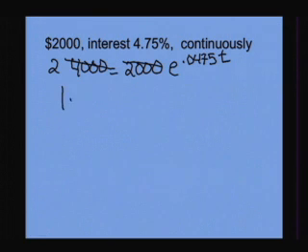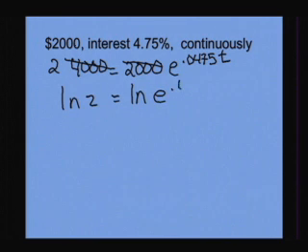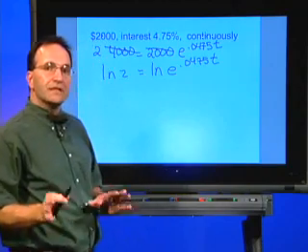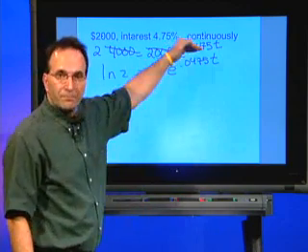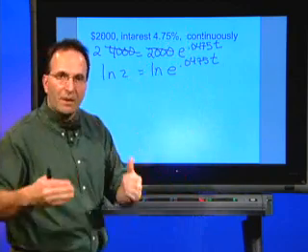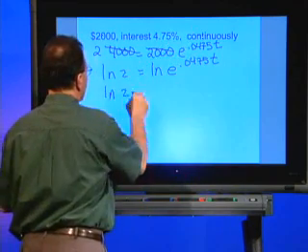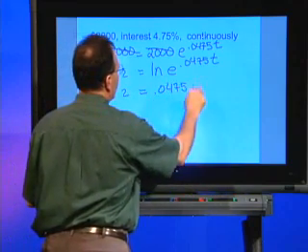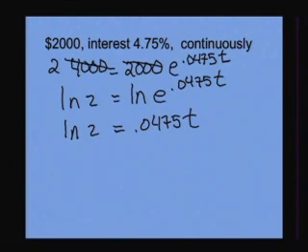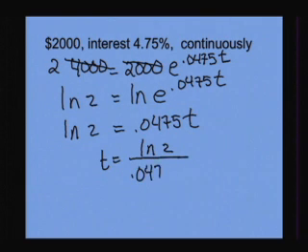And now I have the natural log of 2 equals the natural log of e to the 0.0475t. Now, this time what happens is, remember, the natural log is log base e. But if I have the natural log of e to some power, that is just the power. In other words, I get log 2 is equal to 0.0475t. And that means my t would be equal to the log of 2 divided by 0.0475.